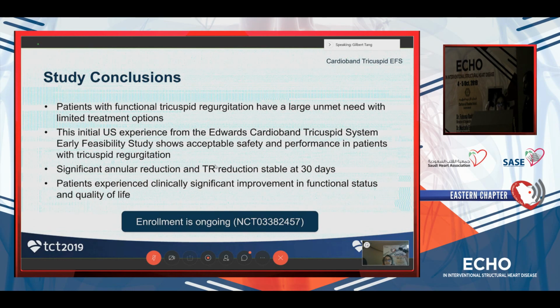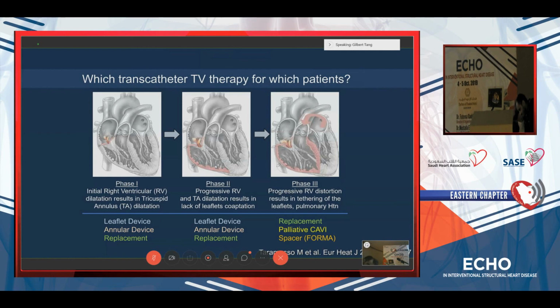The bottom line is that it depends on the phase of the right ventricular dysfunction the patient is in to see which tricuspid therapy may benefit. You can see here if they're early stage, you can consider a leaflet device, annular device, or even replacement. But as the patient gets worse and worse right ventricular dysfunction, a leaflet device or annular device will not be helpful, and rather perhaps a palliative caval valve replacement or spacer may be beneficial in these patients.